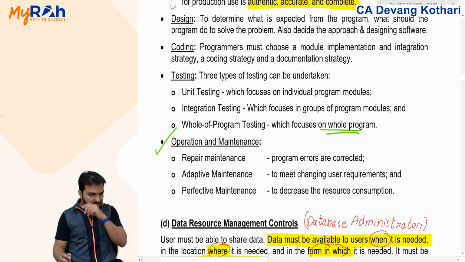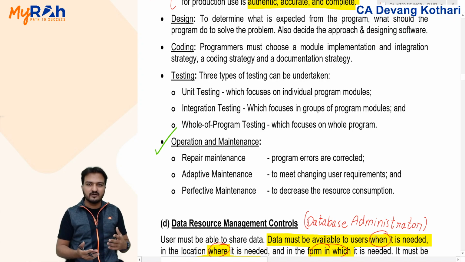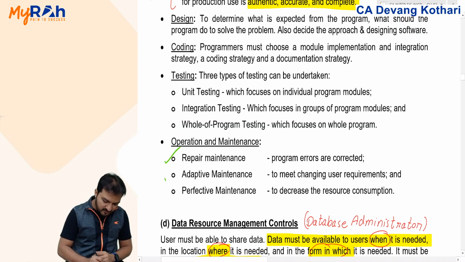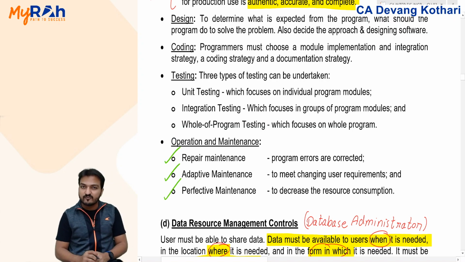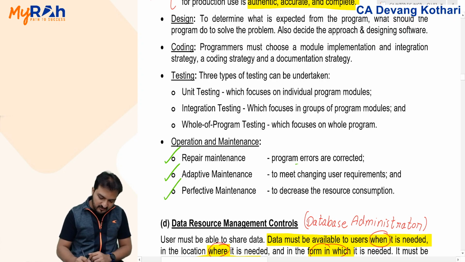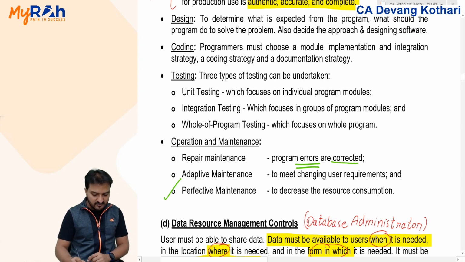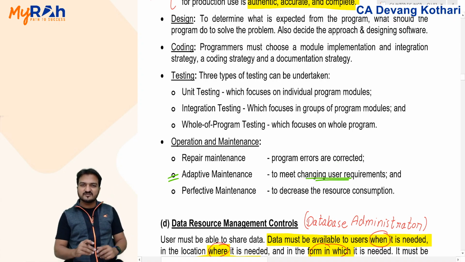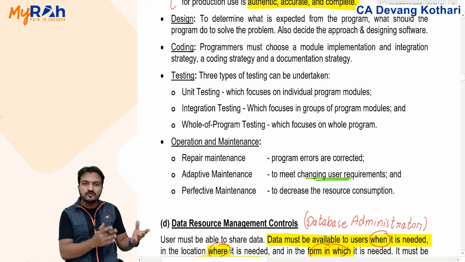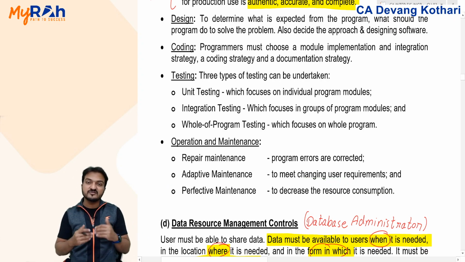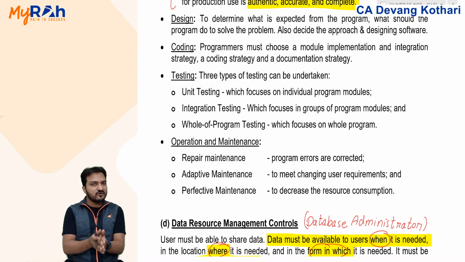Operation and maintenance is about the after sales service. Repair maintenance, adaptive maintenance, perfective maintenance. Repair maintenance means that if the program contains errors, they need to be corrected. Adaptive maintenance means to adapt to the changing requirements. Like when there is change in the GST laws, you need to adapt to the changing requirements. You need to make changes in the software also.